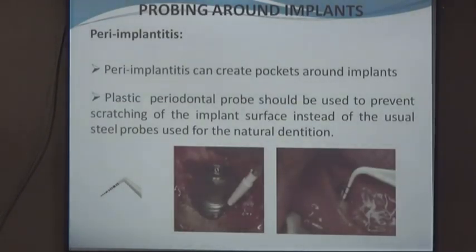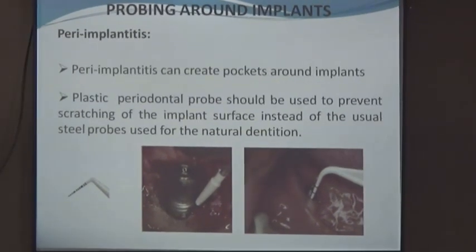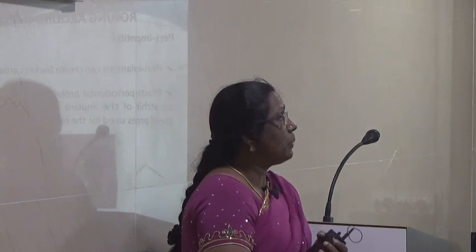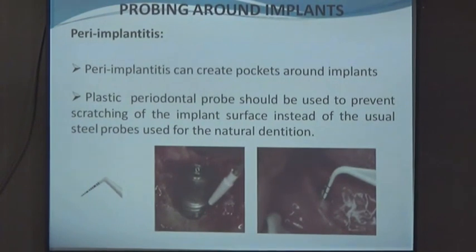Peri-implantitis, probing around implants. Peri-implantitis can create pockets around implants. You should know the difference between peri-implantitis and peri-mucositis. Peri-implantitis is around the implant. A plastic periodontal probe should be used to prevent scratching of the implant surface, instead of the usual steel probe used for the natural dentition. This they can ask you in MCQ, plastic probes.